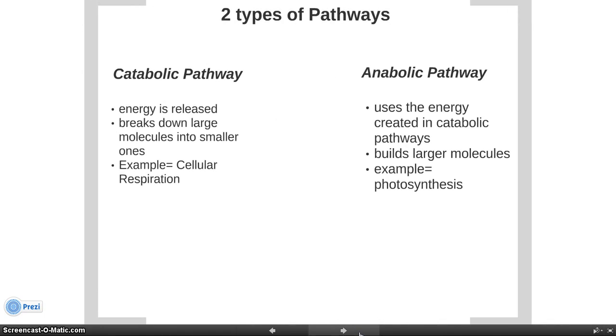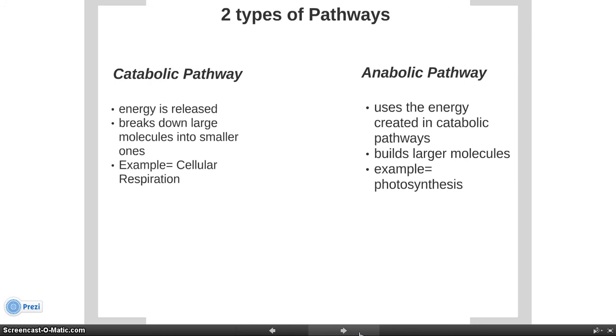Metabolism can be broken down into two main paths: catabolic pathways and anabolic pathways. Catabolic pathways are when energy is released. Large molecules are broken down, and our example is cellular respiration. When the body breaks down the food I eat, it breaks it into usable energy. Meaning, last night I had spaghetti and meatballs. All through last night and most of today, my body began to break down those carbohydrates, which then gave me the energy that I need for all of today's activities.